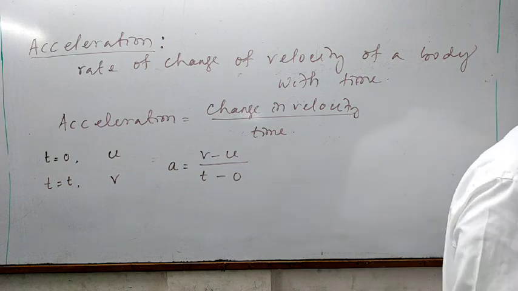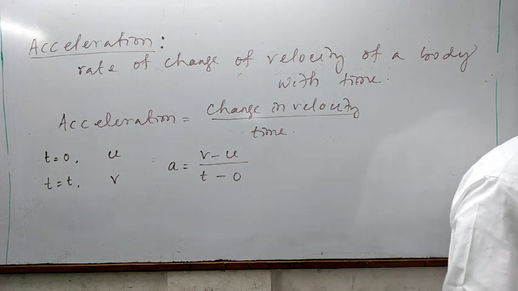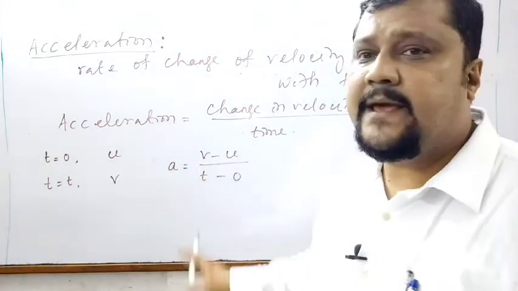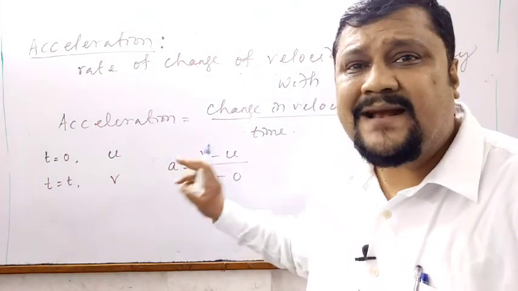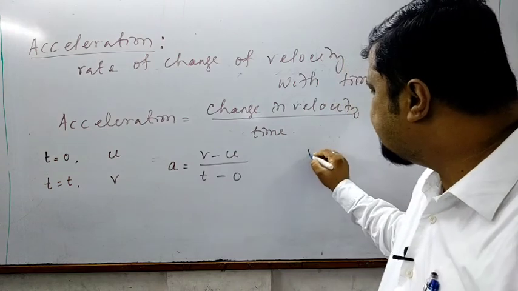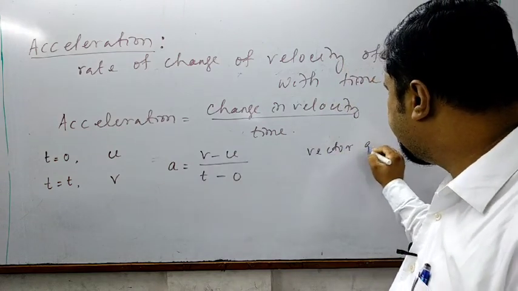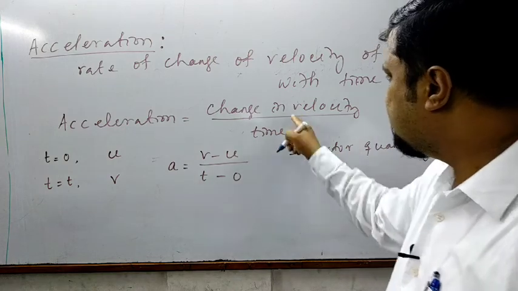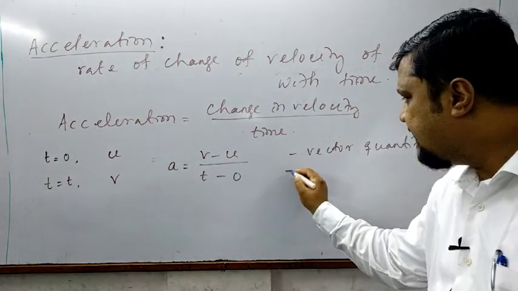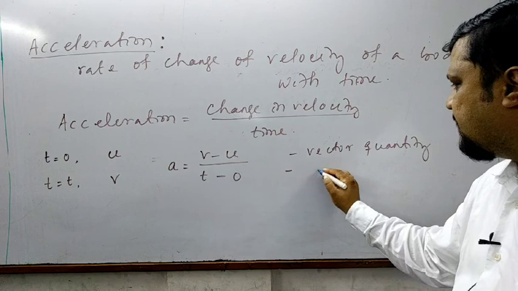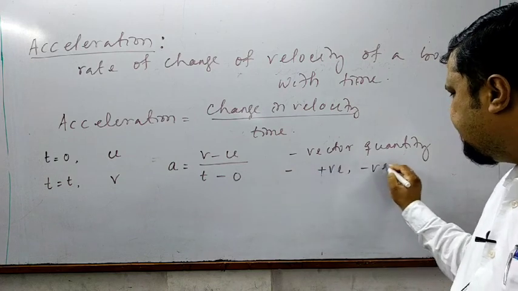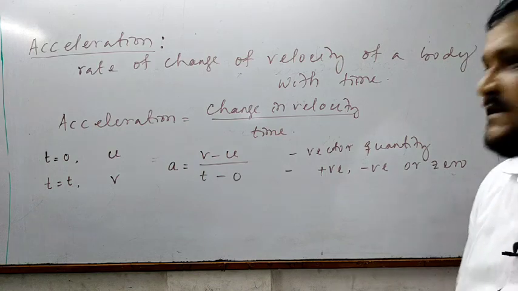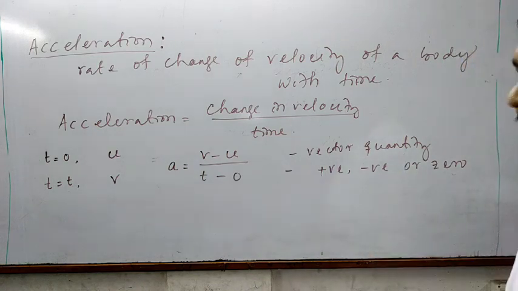And as we know, acceleration is a vector quantity, because it is change in velocity. It depends on velocity. And if it is a vector, it may be positive, negative, or 0. We will discuss when it is positive, negative, and 0.